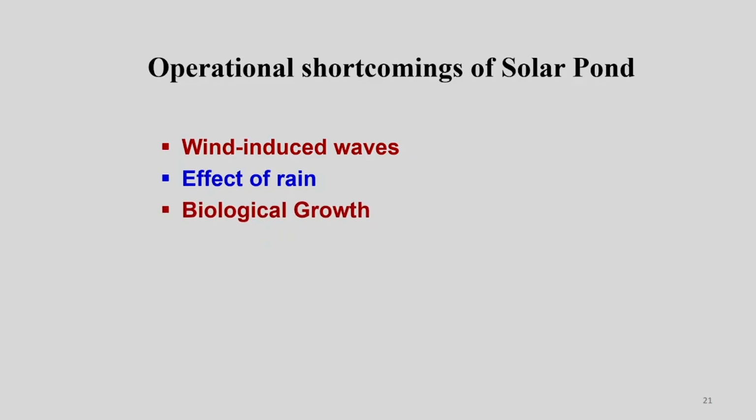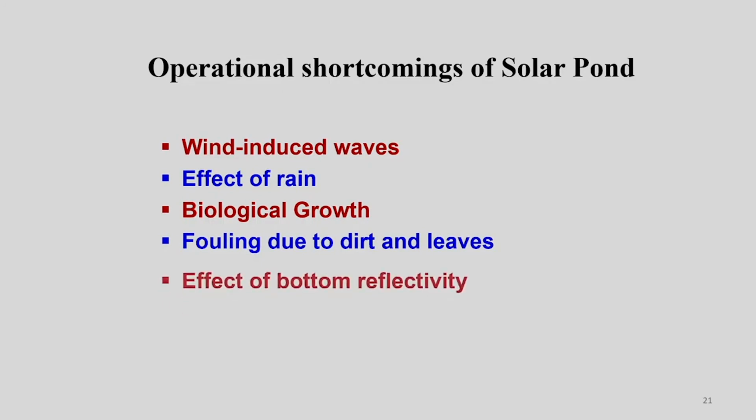And then biological growth will be there. Okay. Sometimes if it is stagnant water, then biological growth, algae, will develop. So, this needs to be cleaned periodically to increase the transmissivity. And there is fouling due to dirt and leaves, because leaves fall and accumulate at the bottom, and that reduces the efficiency of the solar pond. And the effect of bottom reflectivity is also important, and we have to reduce the reflectivity to increase the collection temperature.